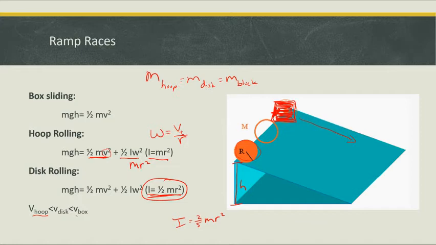And then our velocity of our box is actually going to be greater at the very bottom of the ramp, because all of our potential energy translates into linear kinetic energy. And so because of that, it ends up giving it more linear velocity in the end.